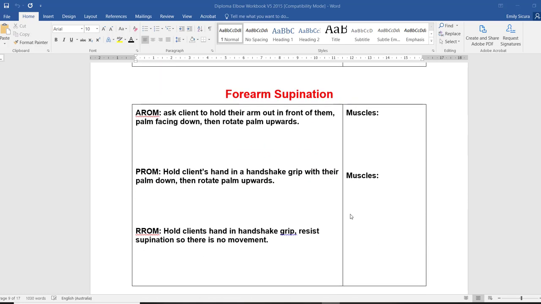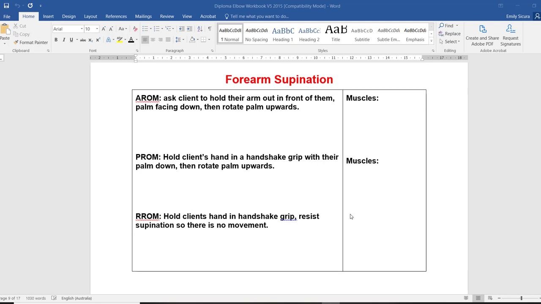Forearm supination, actively ask the client to hold their arm out in front of them with their palm facing down, then rotate the palm upwards. Passively hold the client's hand in a handshake grip with their palm down so that you can then rotate the palm upwards. And resistively hold the client's hand in a handshake grip, resist supination so there is no movement.